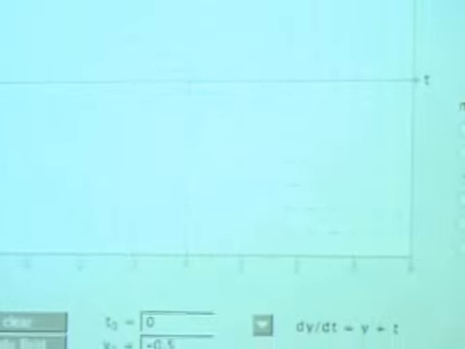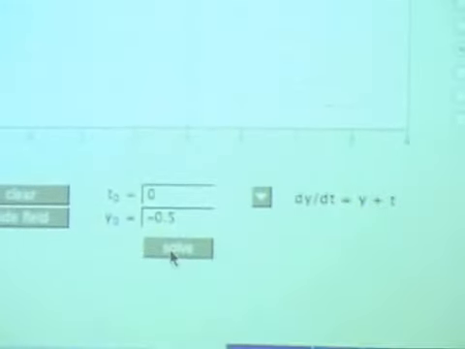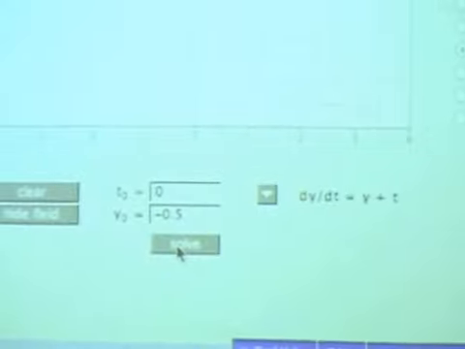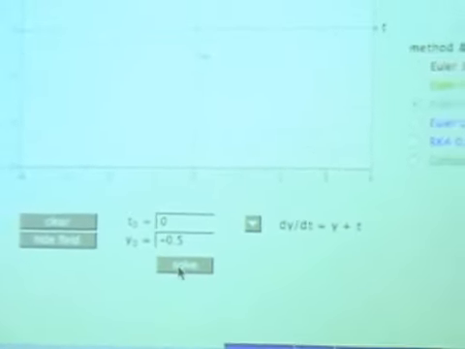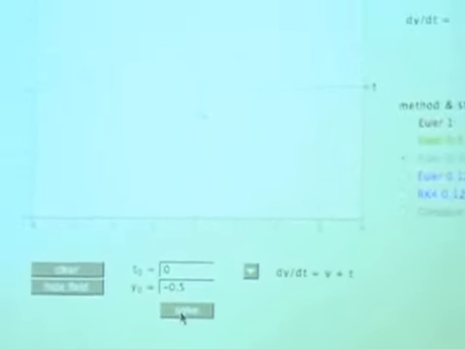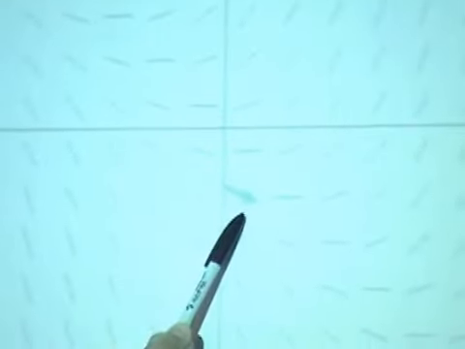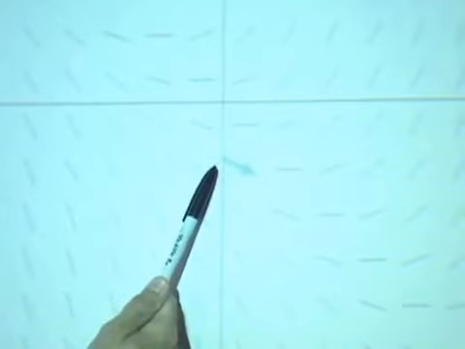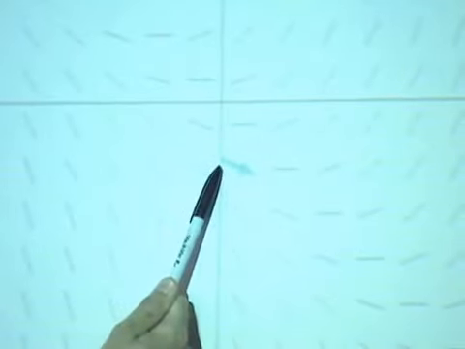I'm going to hit this button at the bottom. It says solve. And let's just see what happens when I hit that button. I get a little arrow. Focus on this graph. The arrow is right there, this little blue arrow. Its base point is at the initial condition, t equals 0, y equals negative 0.5. It is a straight arrow, and if you look at the slope field behind it, it does seem to be following the slope field.